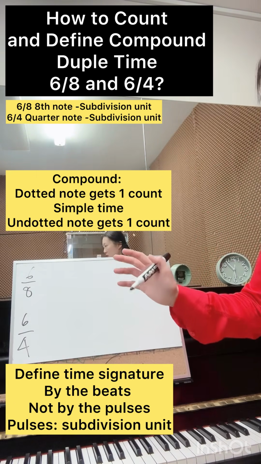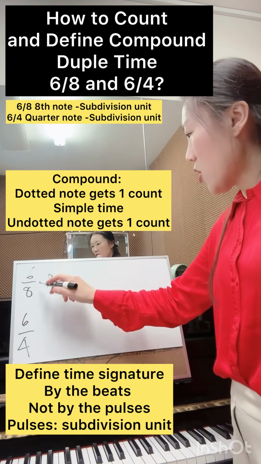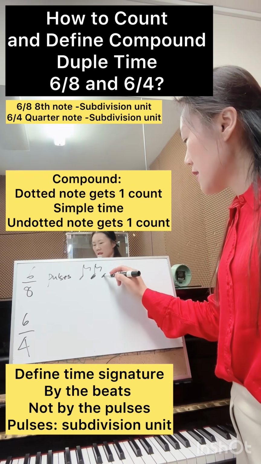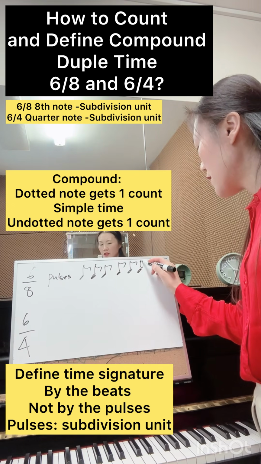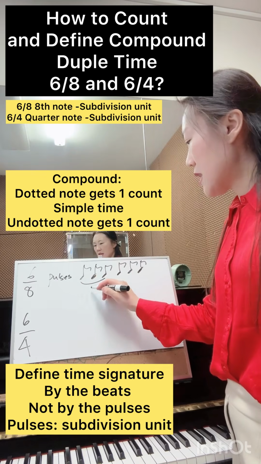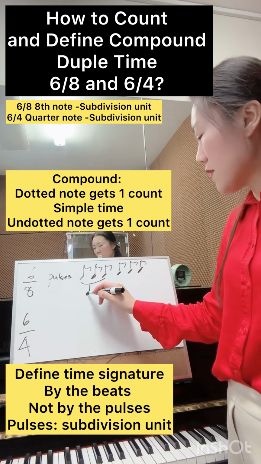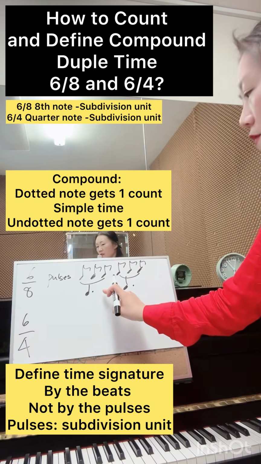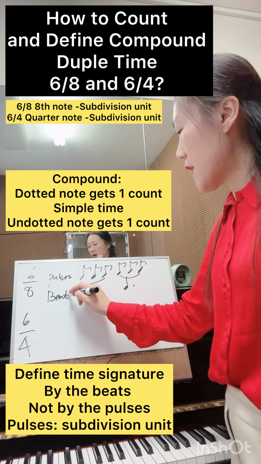So first of all, let's talk about how we can count by the pulses. In 6/8, there are 6 quaver pulses in each measure. So in 6/8 time, the quaver is the subdivision unit. And we're grouping 3 quavers into one note, which is a dotted crotchet. Then we have 2 of these dotted crotchet beats in each measure. So this is how you define by the beat.